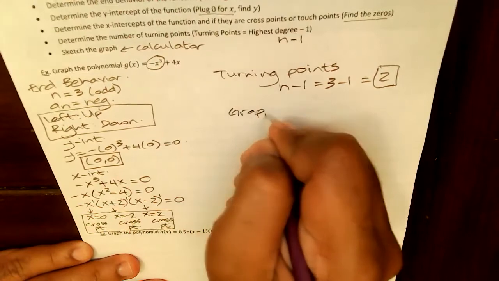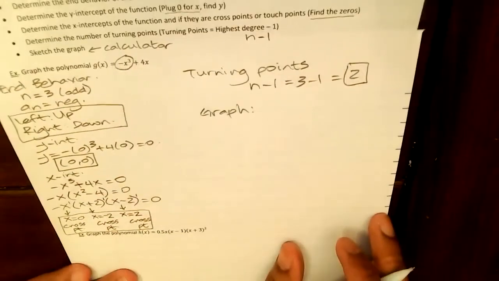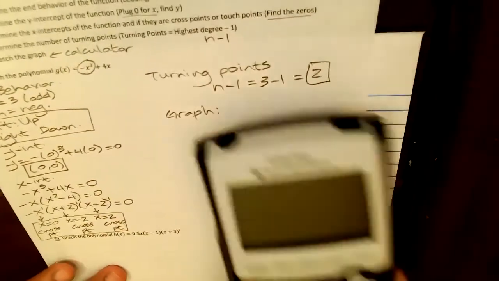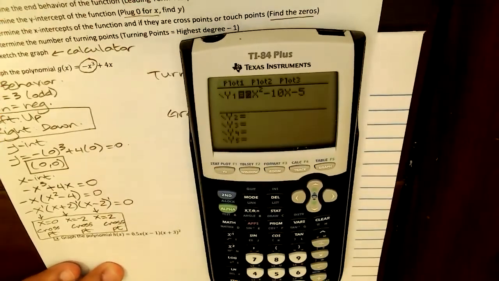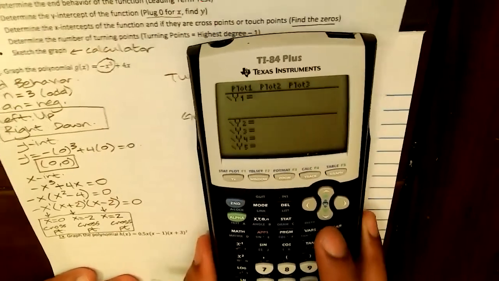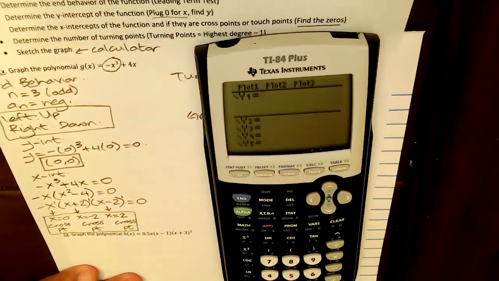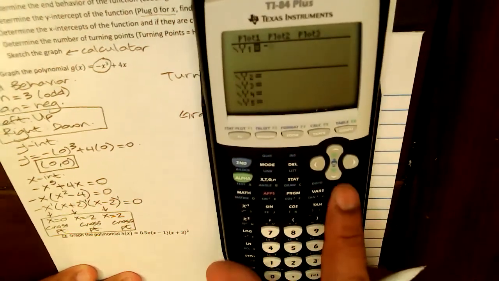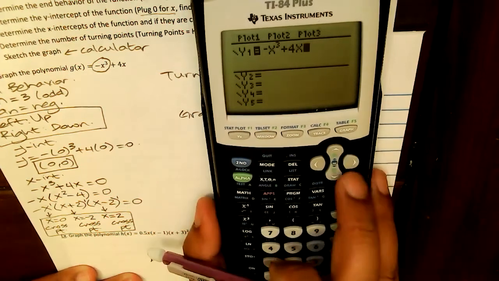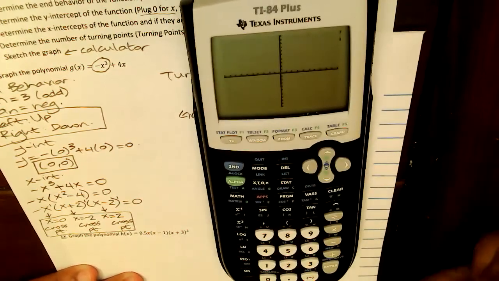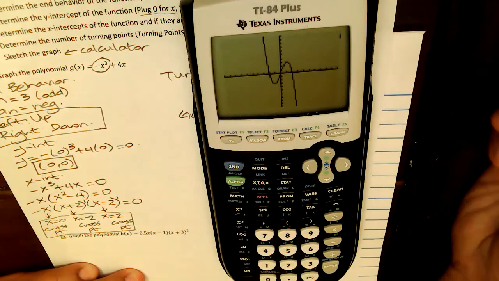Okay, so that's going to be the last step, the graphing part of it. We're going to use our calculator to help us graph. So on the calculator, we're going to go to the y equals, and then we're going to type in our function. My function here is negative x cubed, x power 3, plus 4x. I'm going to hit graph, and here is my graph.